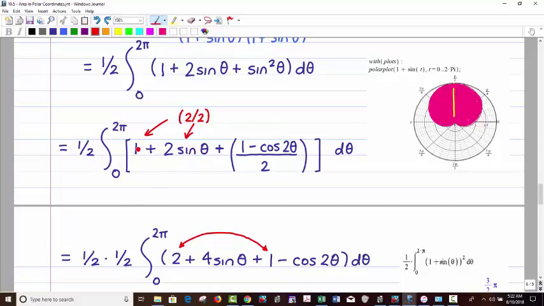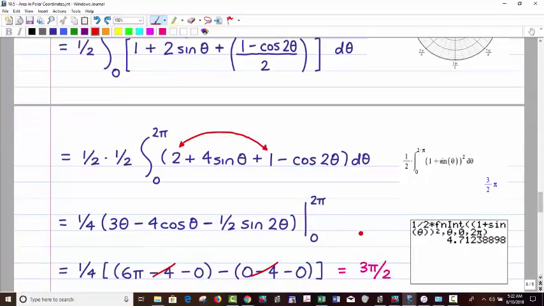So now obviously this doubles. 2 times 1 will be 2. 2 times 2 sine theta will be 4 sine theta. And then just 1 minus cos of 2 theta. Like I said, that 2 is automatically gone with the other 2's. That's just the way I do it, just to get out of fractional form. Now before I integrate, I'll just add the 2 plus 1 to make 3. I didn't rewrite an entire line just to rewrite it as a 3. But now when I integrate that 3, that's where this 3 theta will come from.